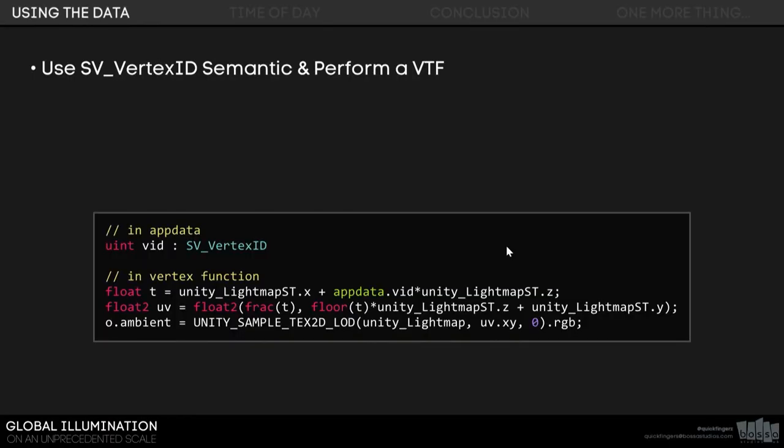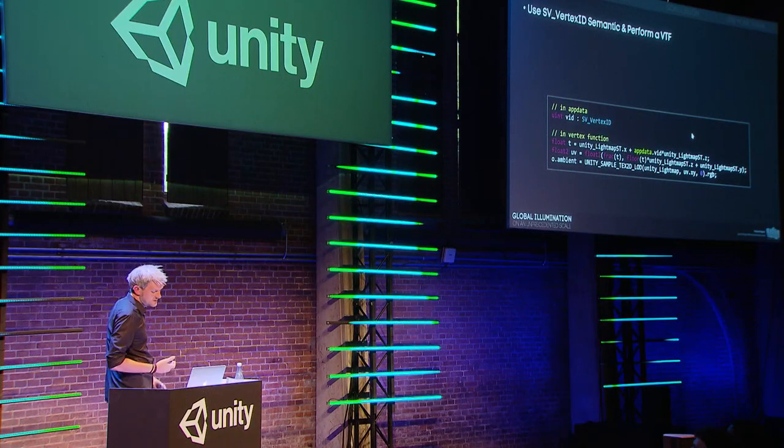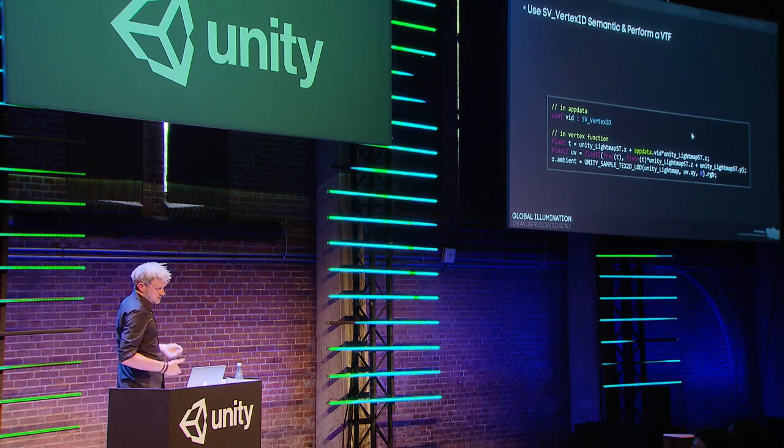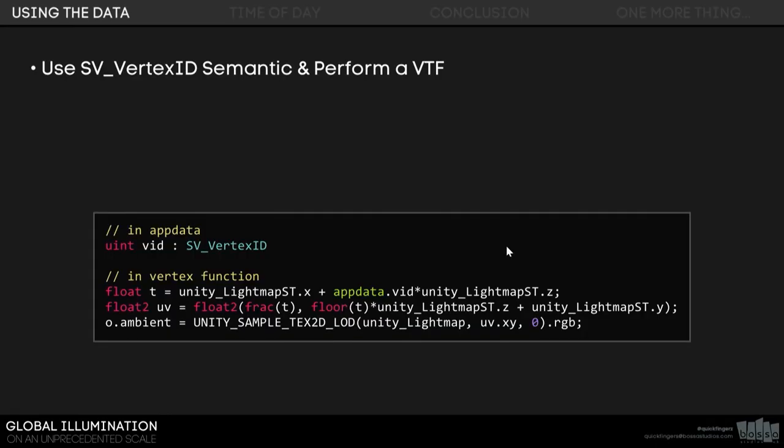So you can actually extrapolate the full UV coordinate of that vertex just based on the vertex ID and the start position of the object. And it's simple. It's just a frac and a floor. It's very, very light operations on the GPU, so it really doesn't cost much at all. And then you do a vertex texture fetch on that texture with that UV, and there you'll have your ambient value for the vertex. And the GPU now knows, OK, that is what my indirect contribution is.